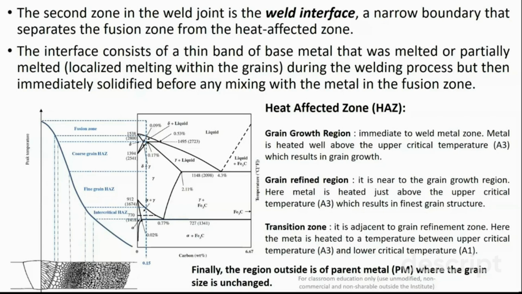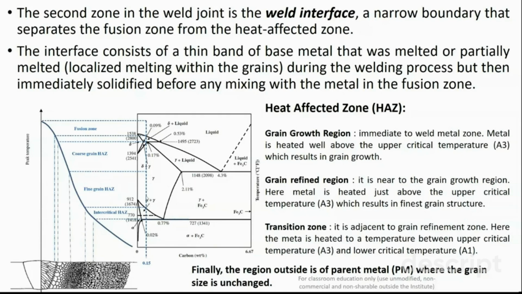And below this, just above the A3 line, which is 912 degrees centigrade, or depending upon the composition or the carbon percentage, this is the A3 line. If the base metal is heated just above this A3 line but below 1148 degrees centigrade, that particular zone is your fine grain heat affected zone.